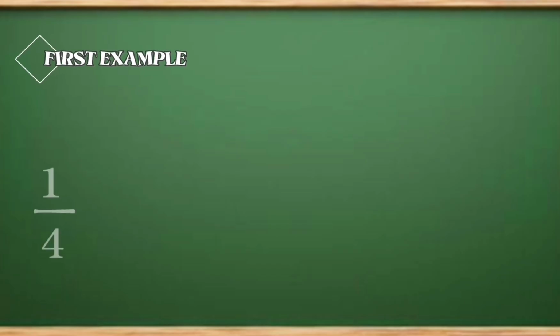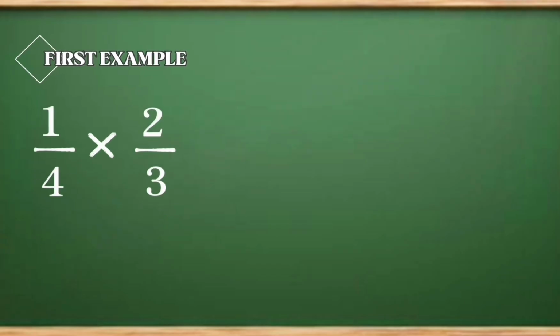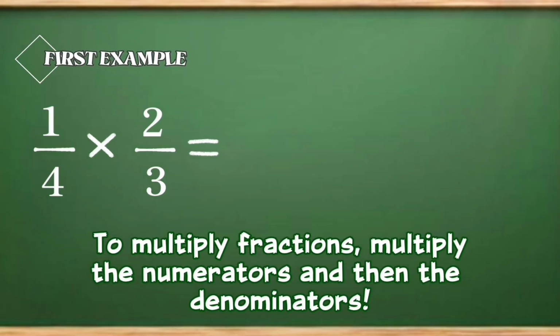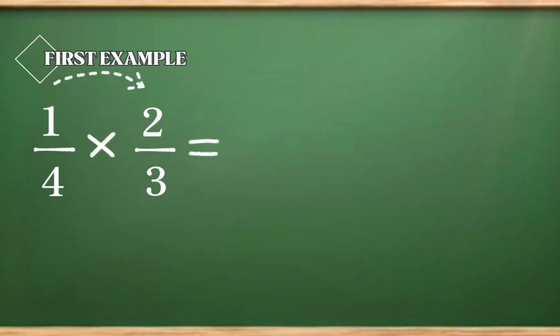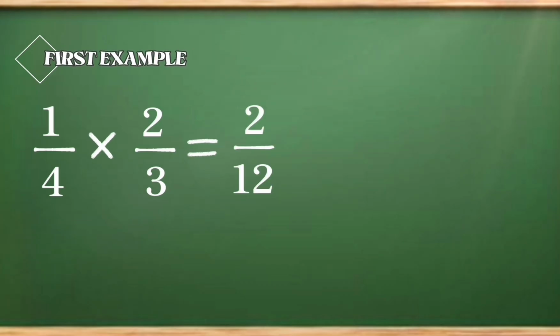Let us start. Let us try this first example. 1/4 times 2/3. In multiplying fractions, it is very easy. You just need to simply multiply the numerators and the denominators. 1 times 2 is 2. 4 times 3 is 12.